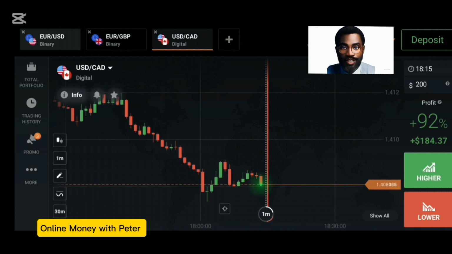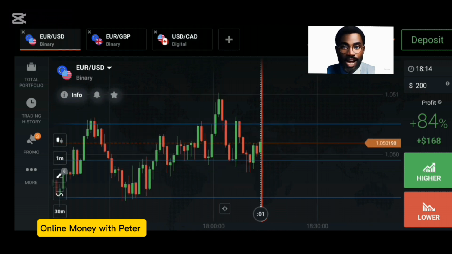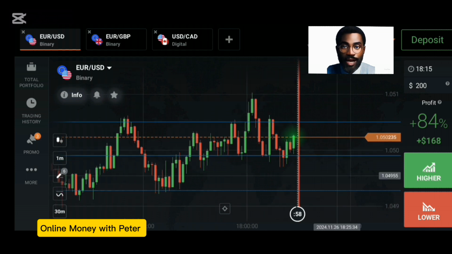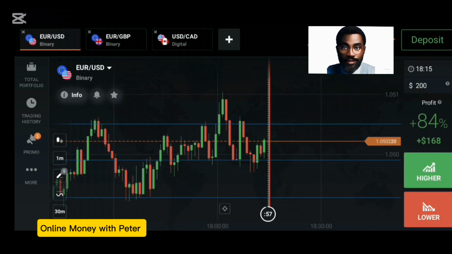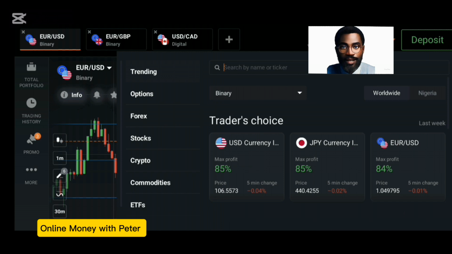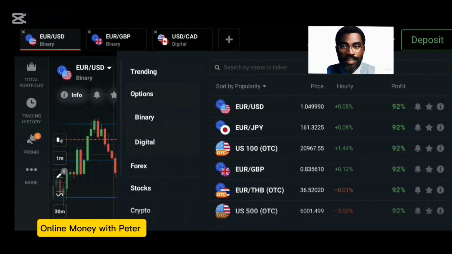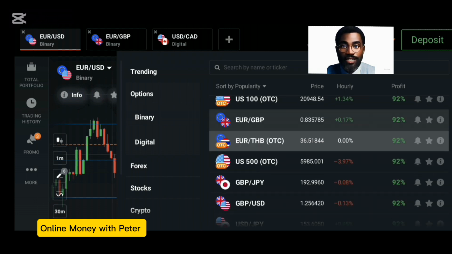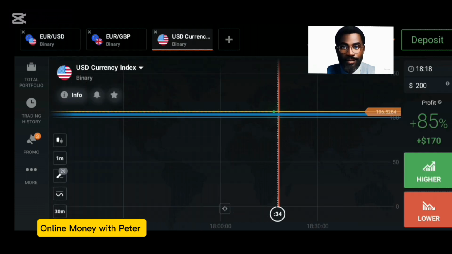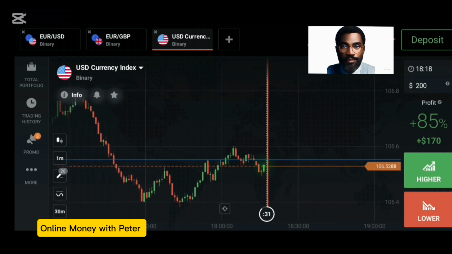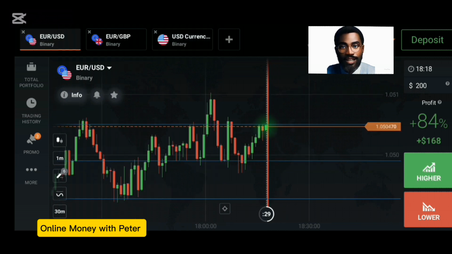This one, okay. Euro USD. Okay, nope. Look for another one. So I'll take one more trade and I'm going to call it a day. But as it is now, I'm in profit. There's the current index. I want to take one more trade. Let's see.